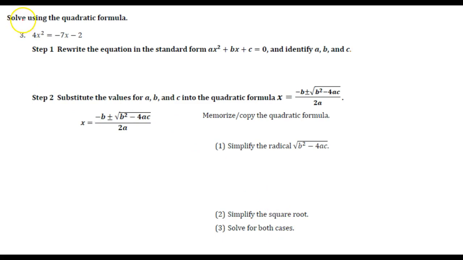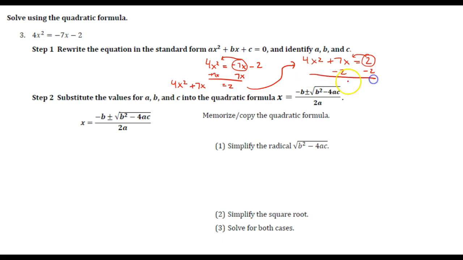Continuing right along, let's go ahead and solve using the quadratic formula again. So that'd be 4x squared equals negative 7x minus 2. Let's go ahead and move our terms over. Opposite of a negative 7x, positive 7x. I'm going to rewrite because I ran out of room here. So that'd be 4x squared plus 7x equals 2. Opposite of a positive 2? Negative 2. And so I'm left with 4x squared plus 7x minus 2.